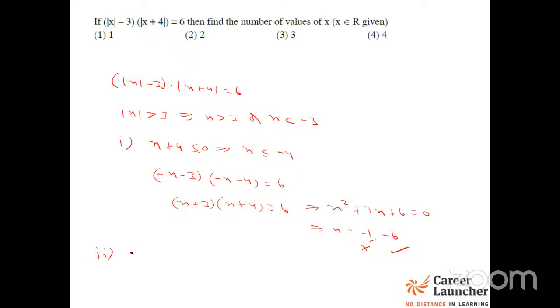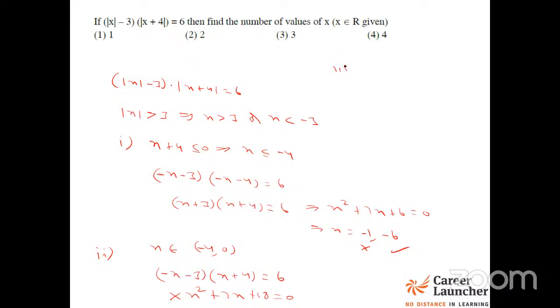Now second case, x belongs to minus 4 to 0. So in this case, what will be the value of mod x? Mod x is still negative, so minus x minus 3 times x plus 4, which is positive, is equal to 6. Now if you expand and simplify this, we get x square minus 3x minus 4x will become minus 7x, so plus 7x plus 18 is equal to 0. Here the value of D is negative, so there will be no roots for this.